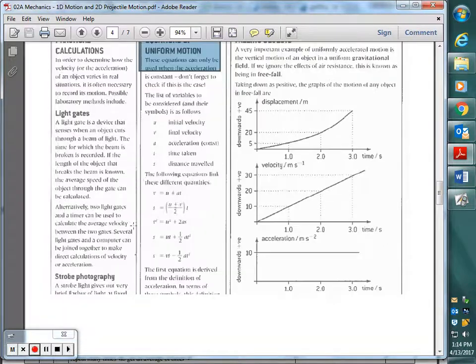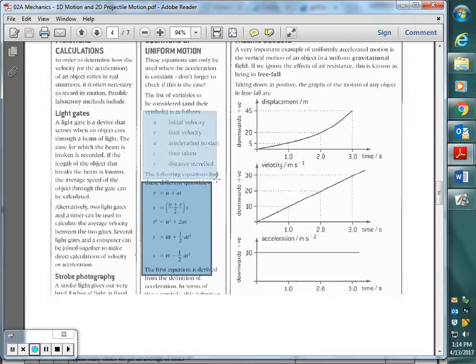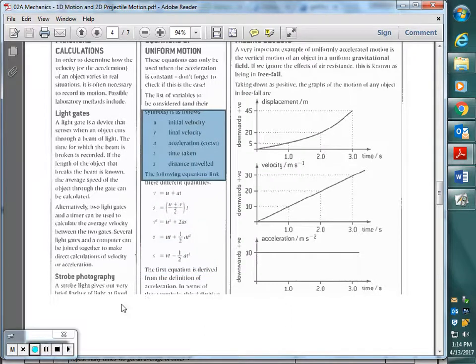And then finally, that brings us into our equations of uniform motion, which are our kinematic equations, right? And here are the kinematic equations. There are five of them there. These are the symbols that we use to represent those things in those equations, right? Notice that it has a note here: acceleration is going to be constant. The acceleration has to be constant in order for us to use those equations. Okay?